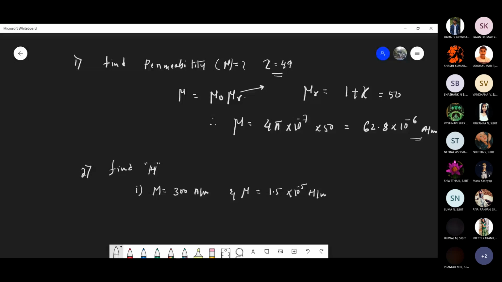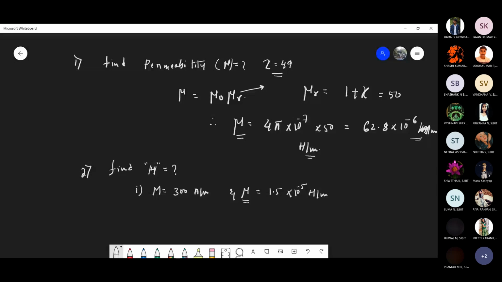See, this mu is represented with units of Henry per meter. So you need to find H, the value of H, if the magnetization is known and the permeability is known.